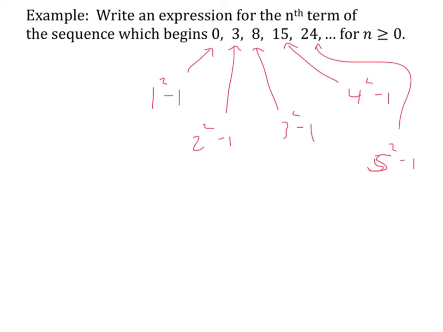So we can conclude that b sub n, or a sub n, will be something minus 1. Now the question is, what's the something? It seems clear that it's something squared. But what's being squared? Is it n? It's not n, because this started at 1 squared, then 2 squared, 3 squared, 4 squared, 5 squared. So how would I get this to be 1? If I'm starting at 0, I should do n plus 1. I'm taking my n, which starts at 0, adding 1 to make it 1, then squaring it and subtracting 1.